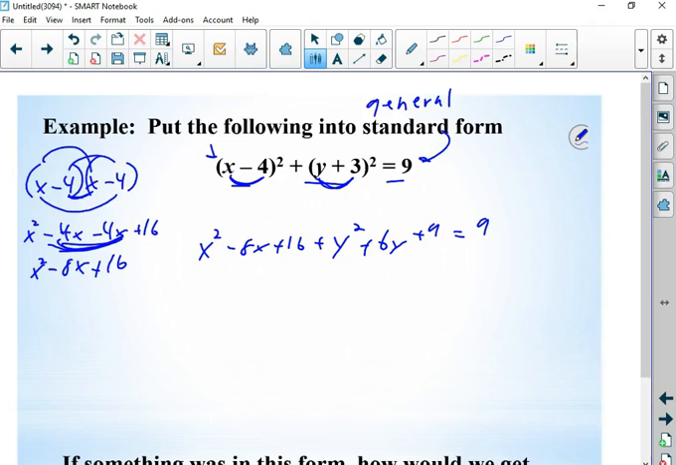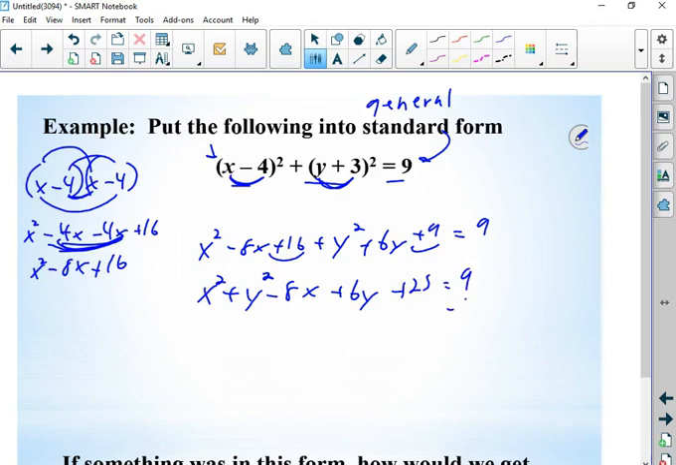Okay? Now, all I'm going to do to put it in standard form is go in alphabetical order and powers first. So x squared, xy. Numbers. So x squared is just x squared, and y squared is just y squared. Then I'm going to put the negative 8x. I'm going to put the plus 6y. And now I have to look at my numbers. 16 plus 9. All right, that's 25.